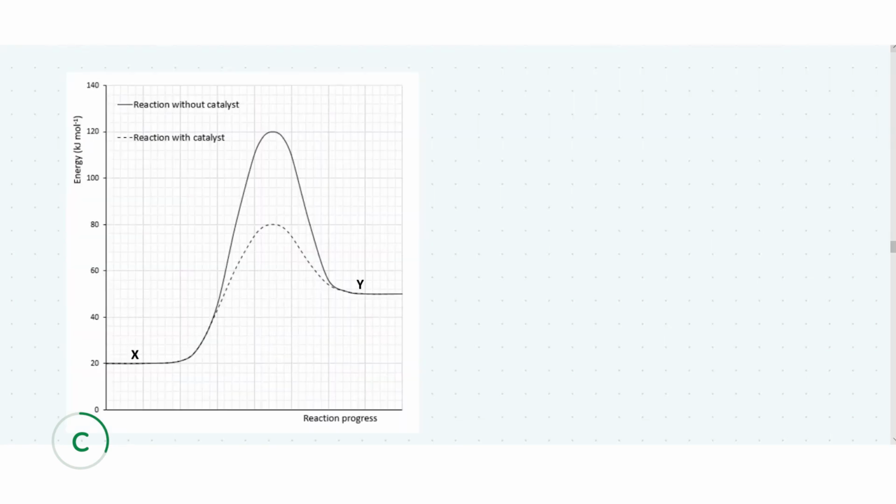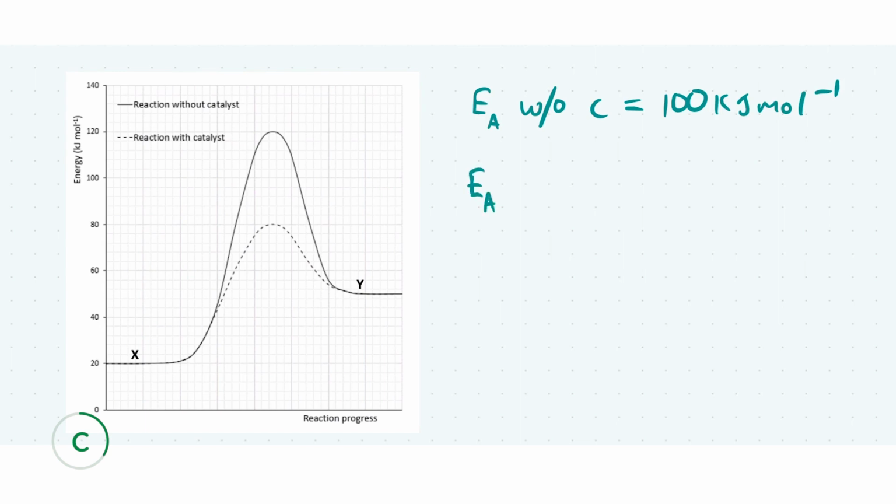So as we said before, the activation energy without the catalyst, which I'm just going to write in, so without C, is going to equal what we said earlier was 100 kilojoules per mole. And what we have to do is do the same process again to find the activation energy. So writing that down again here, activation energy with the catalyst. And then what we can do is go ahead and find that difference.